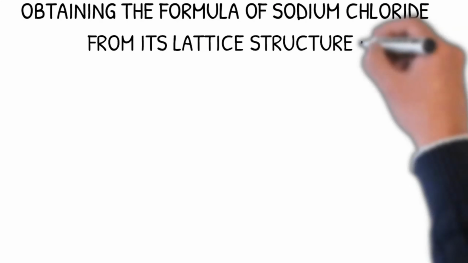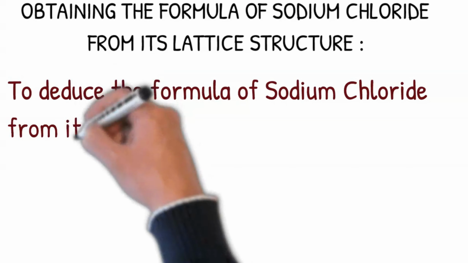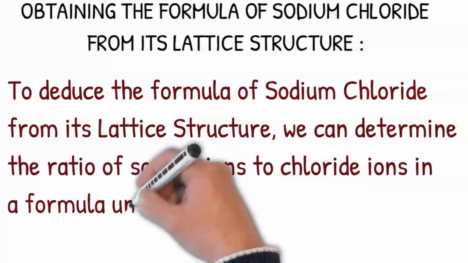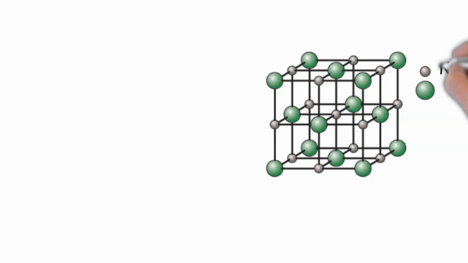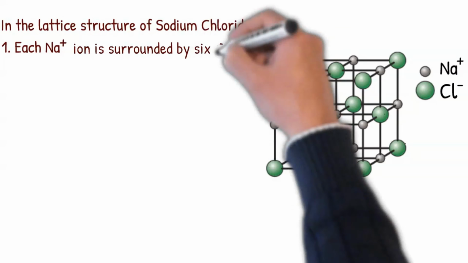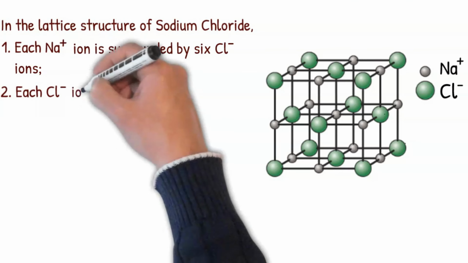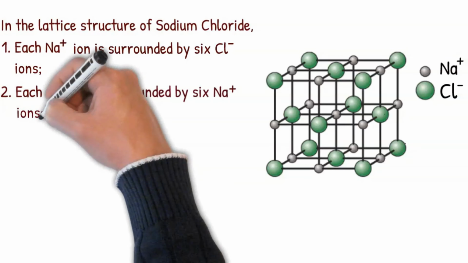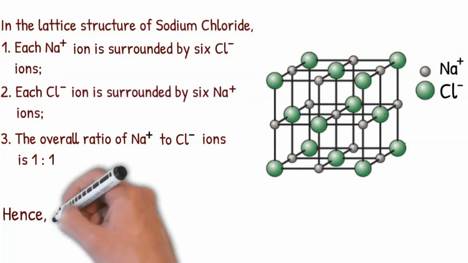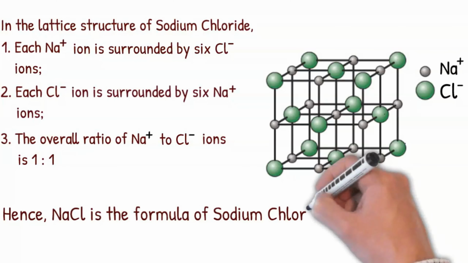Obtaining the formula of sodium chloride from its lattice structure. To deduce the formula of sodium chloride from its lattice structure, we can determine the ratio of sodium ions to chloride ions in a formula unit. In the lattice structure of sodium chloride, each Na+ ion is surrounded by 6 Cl- ions, and each Cl- ion is surrounded by 6 Na+ ions. The overall ratio of Na+ to Cl- ions is 1:1, hence NaCl is the formula of sodium chloride.